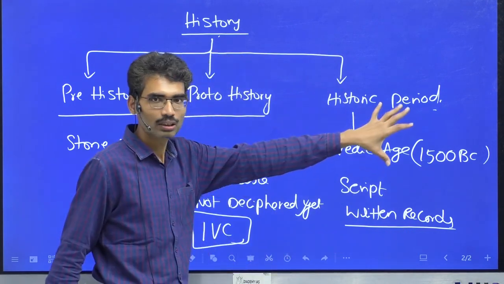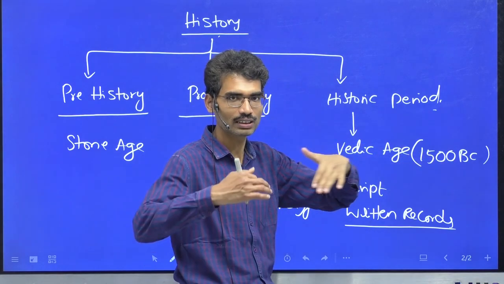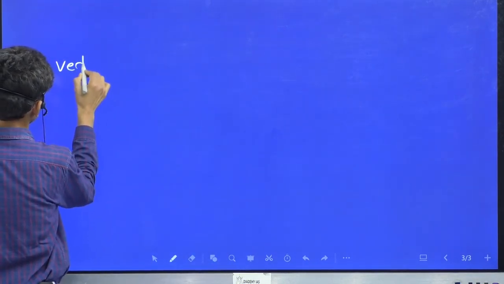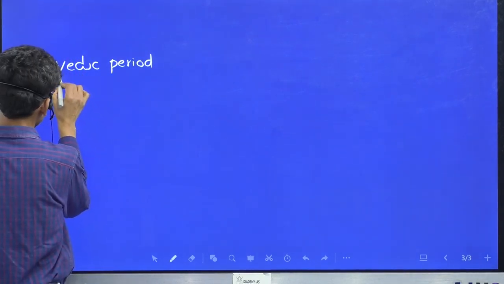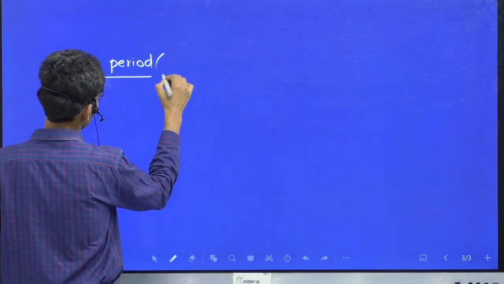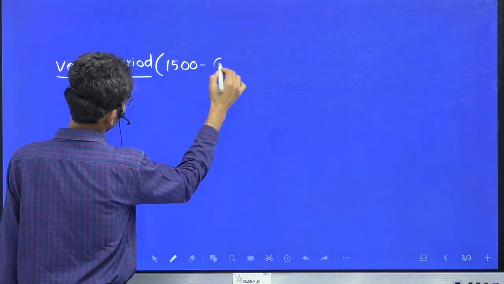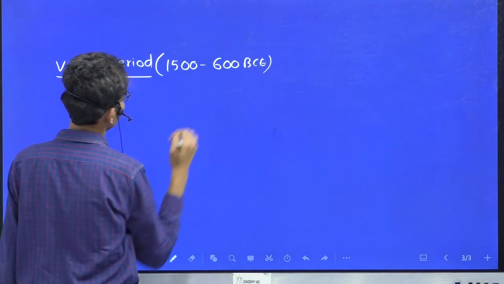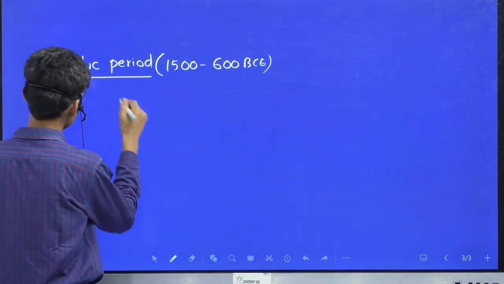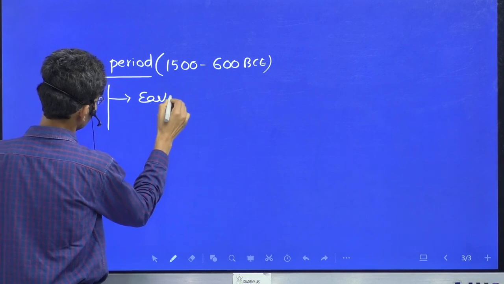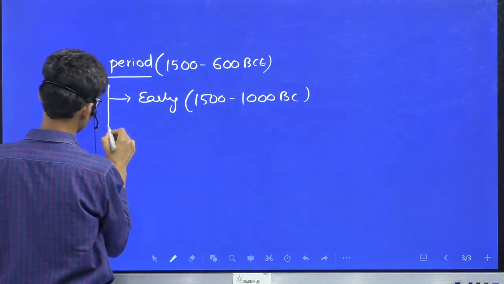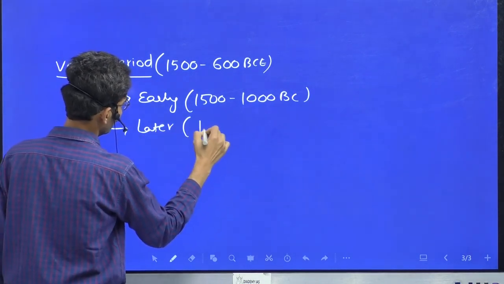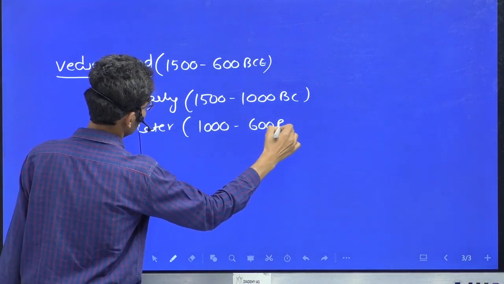Now I will give you the broad timeline. From this period onwards, at least we have a certain timeline. Let us see this. The Vedic period: suppose 1500 BCE to 600 BCE is the Vedic period. Within the Vedic period, we have the early Vedic period, 1500 to 1000 BC, and the later Vedic period, 1000 BC to 600 BC.